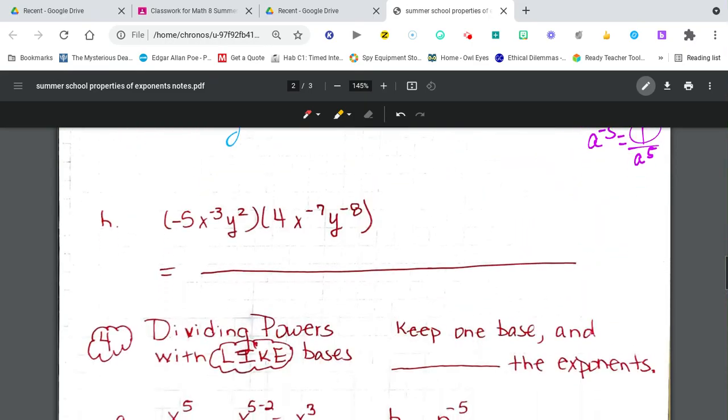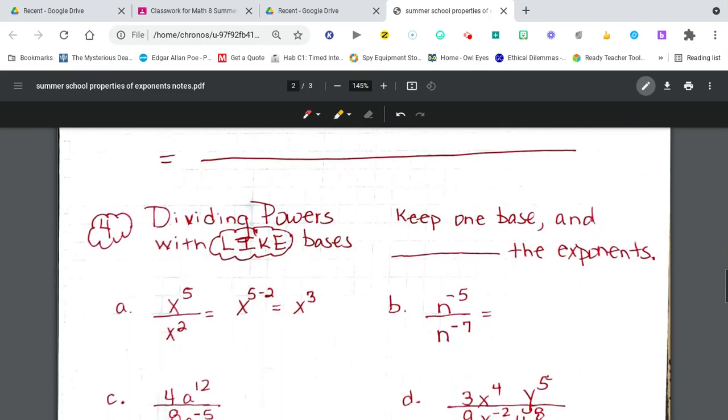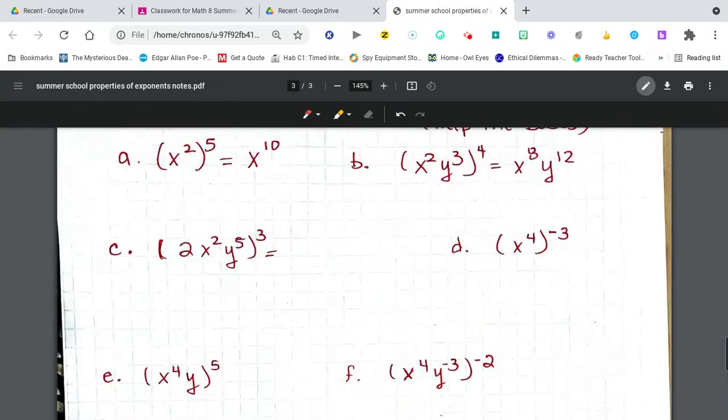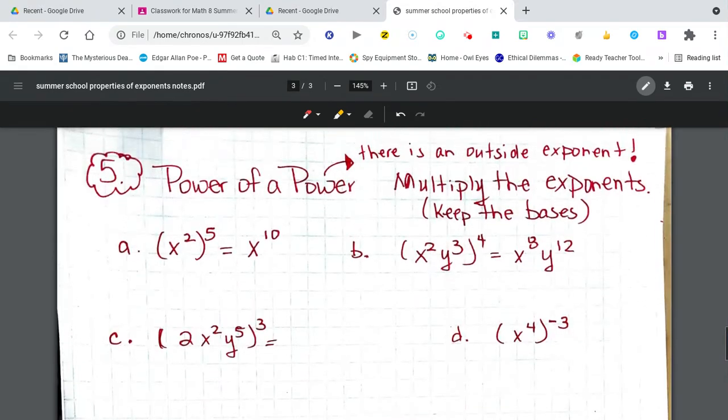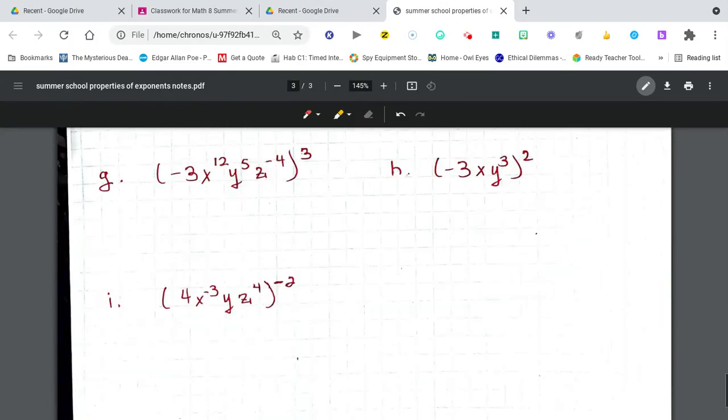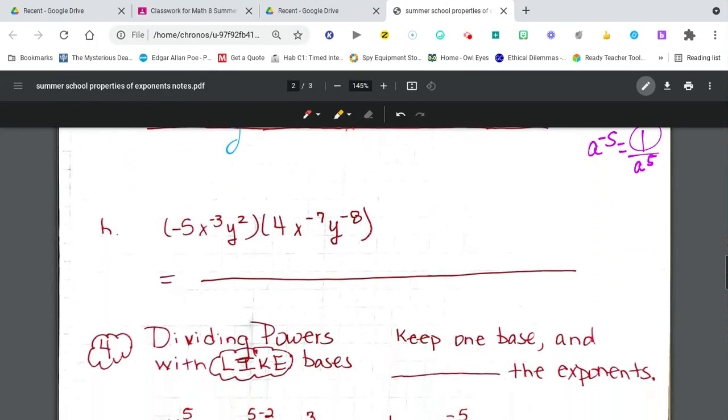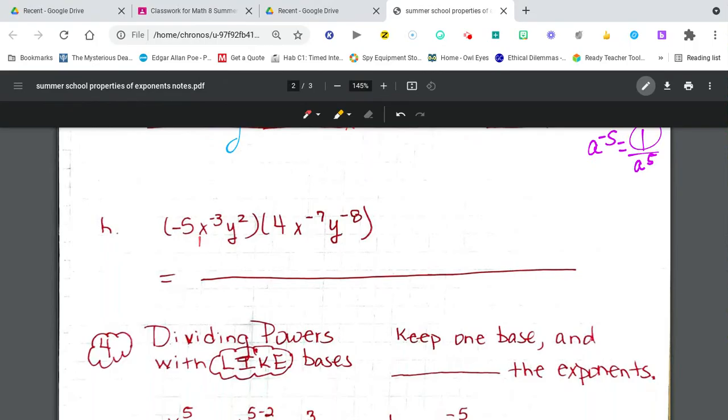Okay. All right, I'm going to do h, and I'm going to save dividing powers and a power of a power for tomorrow, okay? Say those for tomorrow. But let's look at h. Okay, so I see a base x here. I see a base x here. So I'm going to write 1 x. And I'm going to take these exponents above the x's and add them. -3 plus -7. When I say add, I mean put a plus sign in between. Both of them go to the left. So I know to add, and I get -10.